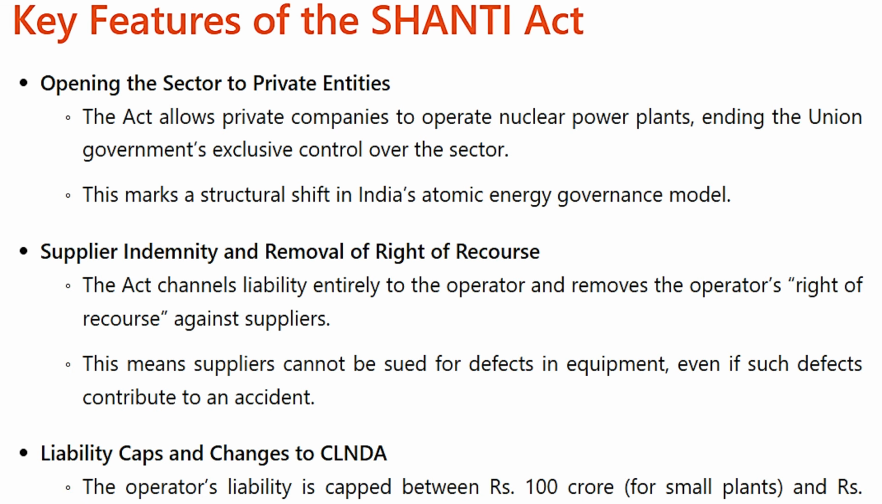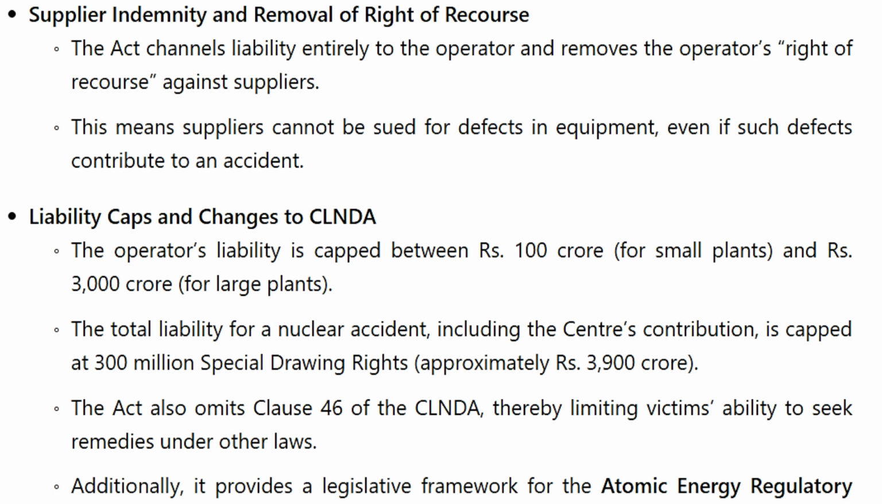Liability caps and changes to CLNDA. The operator's liability is capped between ₹100 crore for small plants and ₹3,000 crore for large plants. The total liability for a nuclear accident, including the Centre's contribution, is capped at 300 million Special Drawing Rights, approximately ₹3,900 crore.